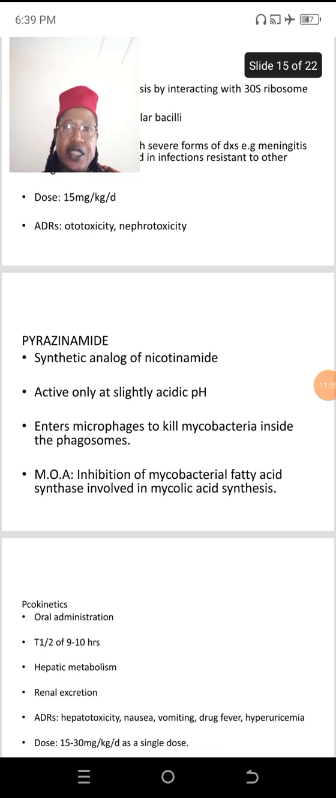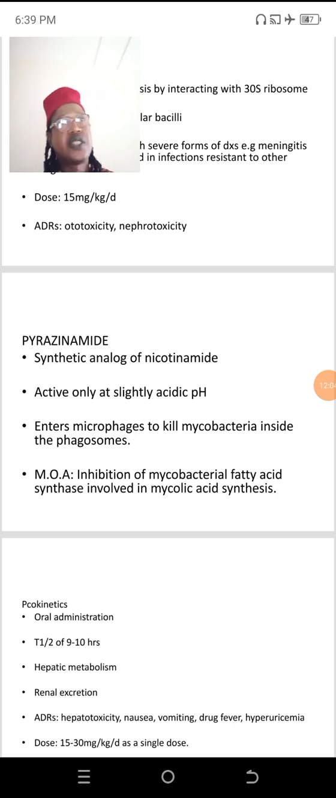Pyrazinamide is a synthetic analog of nicotinamide, and it is active only at slightly acidic pH. It enters macrophages to kill mycobacteria inside the phagocytes, and it acts by inhibiting the synthesis of mycolic acid, the same thing that isoniazid does, inhibition of mycolic acid synthesis.